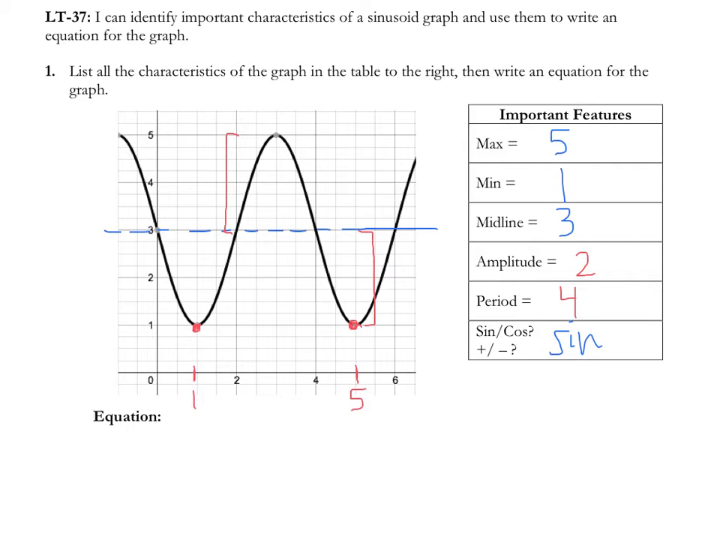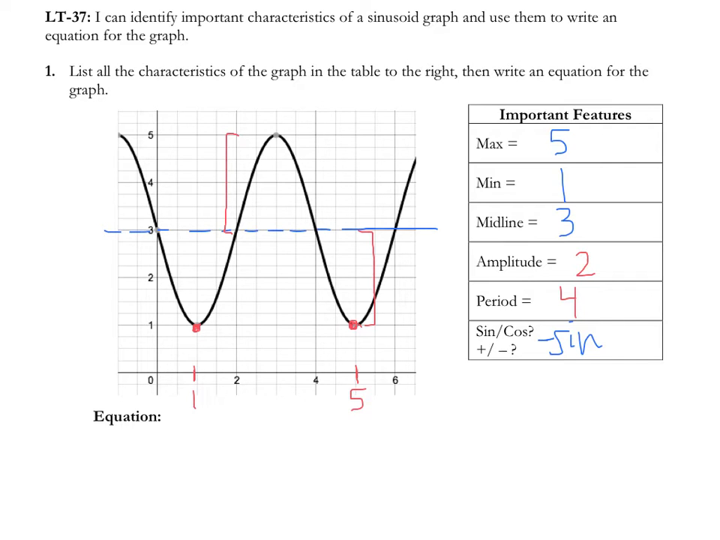If we start at a midline point where it's heading up right away, we would use a positive sine. But if we're starting at a midline point heading down right away, we're going to use a negative sine. In this case, we're going to do a negative sine because we're starting at a midline point and it's heading down right away. The next thing we're going to do is take all these characteristics and put them together into an equation.